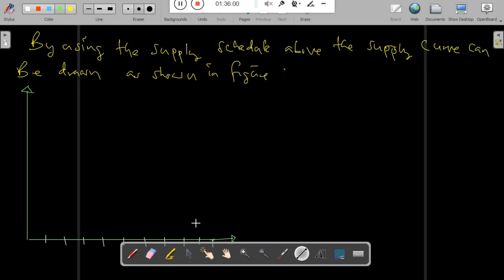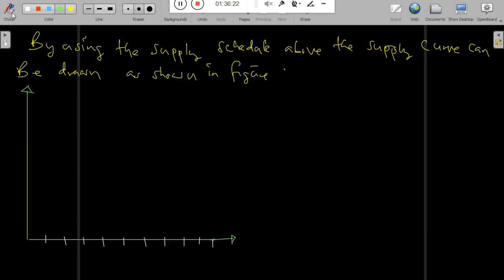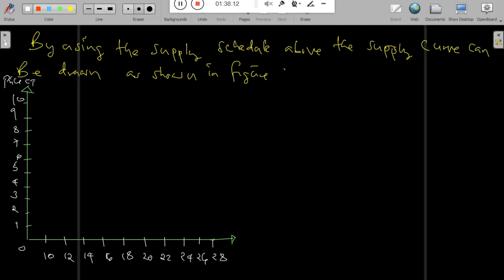We may apply the same table, using the same data set, to draw the supply curve. When you draw the supply curve, we have the price in Tanzanian shillings on the left hand side, and on the x-axis the quantity supplied in kilograms. When you take the data in ascending order, we have the data set 10, 12, 14, 16, 18, 20, 22, 24, 26, 28, and 30.